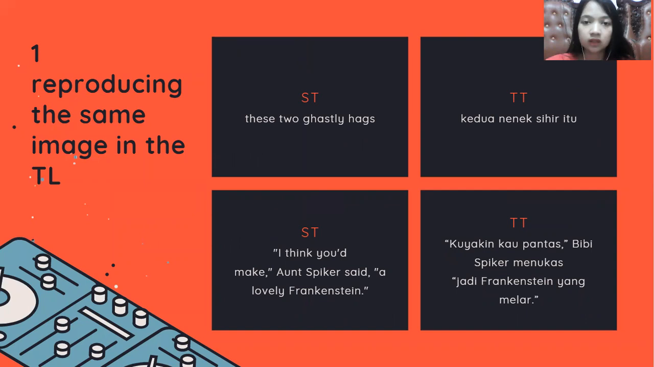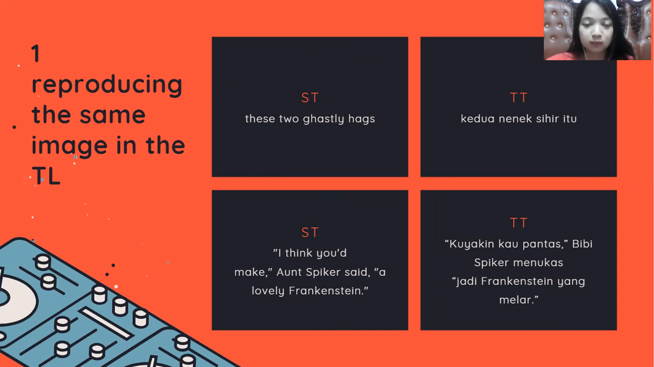The first example is found in this utterance, these 2 ghastly hags, translated into kedua nenek sihir itu. The metaphor hags is translated into nenek sihir as they are equivalent and the same. Hex or witch, the synonym, is nenek sihir in bahasa Indonesia. They are used to describe how cruel the owners of James are, as nenek sihir in Indonesia is usually used to describe a cruel woman, an old woman, something like that.